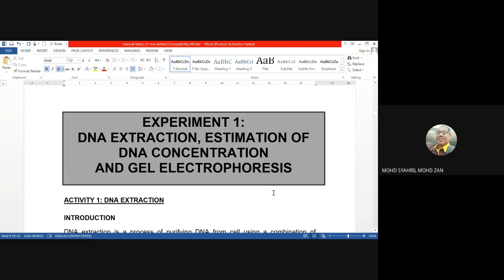So we go for the experiment number 1. It's DNA extraction, estimation of DNA concentration and gel electrophoresis. So the first video awak tengok tadi tu adalah example of how DNA were extracted. Okay, so DNA extracted from a lot of cells, for example from onions. Okay, so for this experiment we're using human cells. Dari itu plant cell. Okay, so what are the types of human cells? You have to check in this experiment.